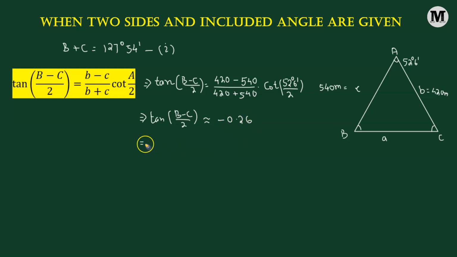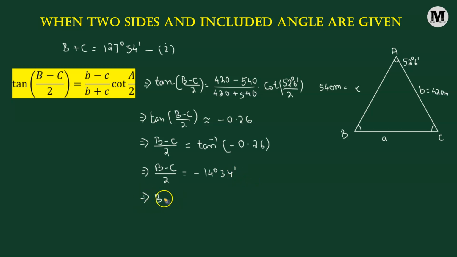So what we'll do next, we are going to take the inverse tangent function on both sides such that we get (B minus C) over 2 equal to the inverse tangent of negative 0.26. Now what we do next is find the value of the inverse tangent of negative 0.26. This is going to be negative 14 degrees and 34 minutes. Next, we're going to multiply both sides by 2 such that we get B minus C. That is going to be equal to negative 29 degrees and 8 minutes. So this is going to be our second equation.